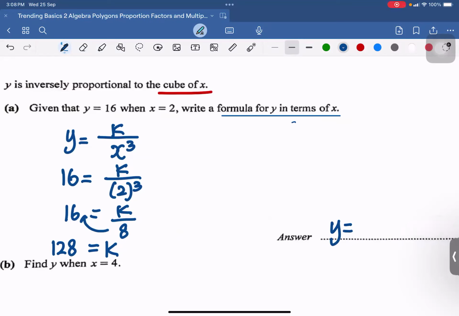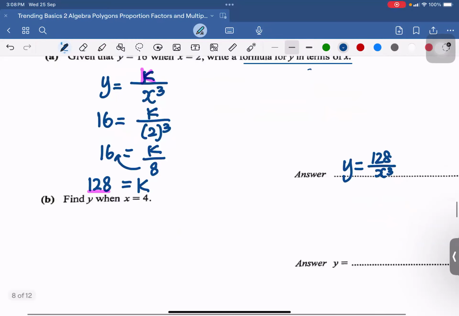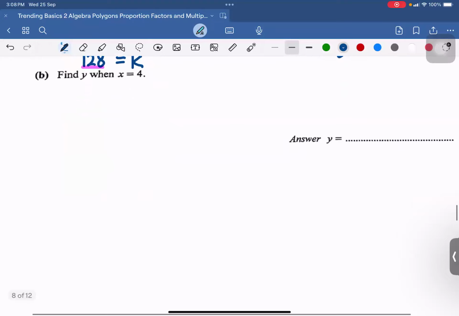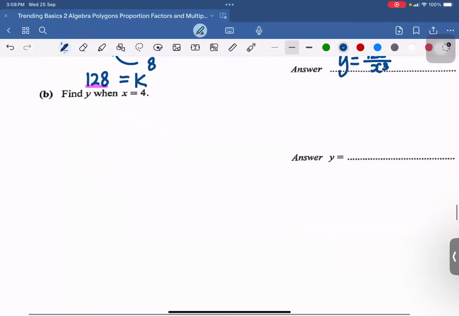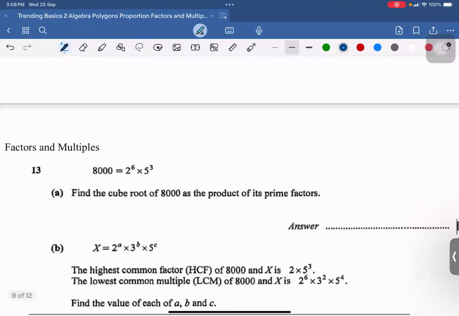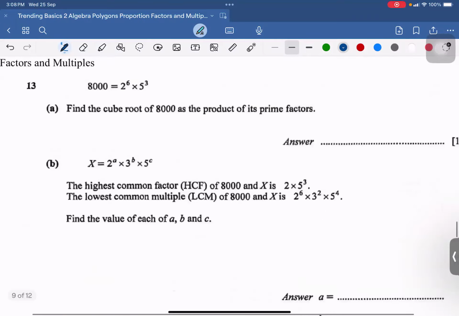So this one will now be, I replace the k by the number 128. In this case, this one is a nice number, so not much of a problem. If it's a decimal place, please do not write decimal, write in fraction form. Find the value of y when x equals 4. I think you can find out the answer very easily, so you fill up the question. I'm going to spend a little bit more focus on this kind of question.